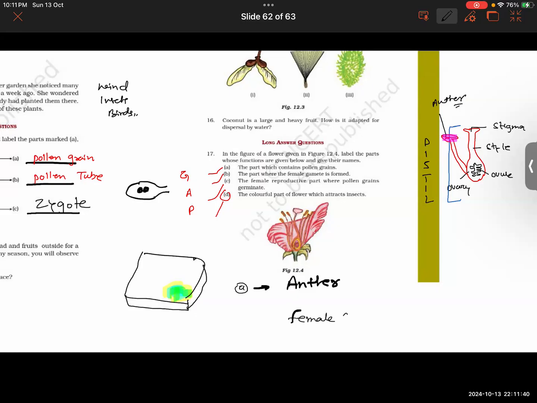The female gamete here is being referred to as ovum. So where is the ovum formed? Okay, Priyanka, you answer for question number C, the female reproductive part where pollen grains germinate.